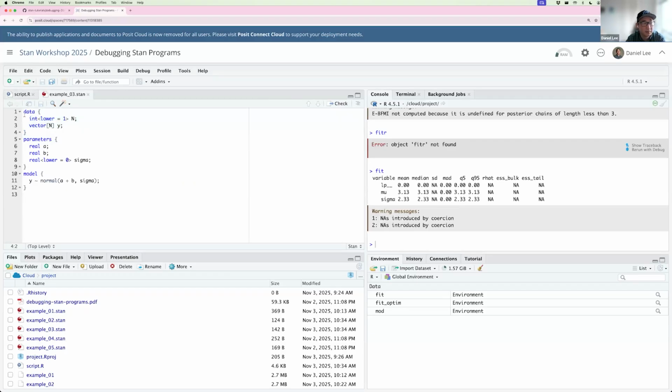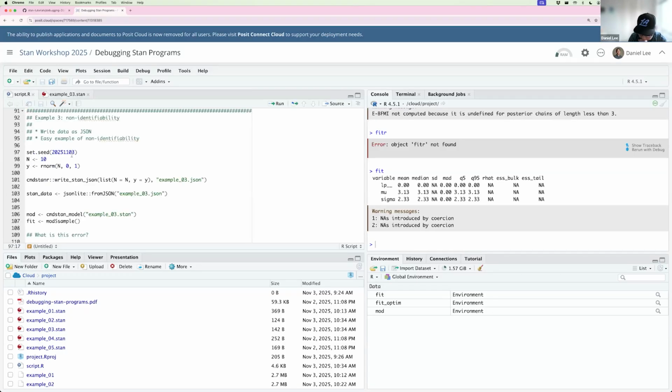It's pretty simple. Data is the number n. You have a vector y. Here it's inside data, so we're going to pass data in. We have three parameters, a and b, and then a third parameter sigma. The model is going to be the data y is normal a plus b, right? If we had this as a single parameter, it should work fine. But because we have two parameters and we don't give it any information, it's going to fail.